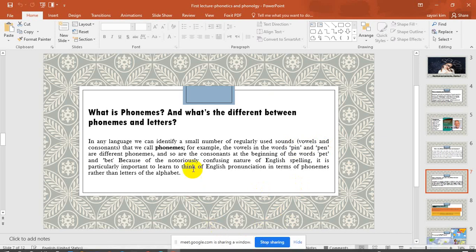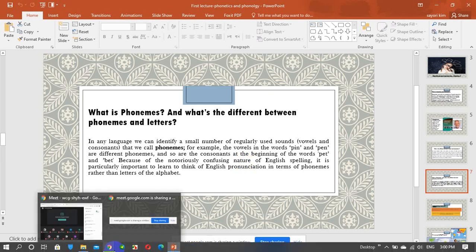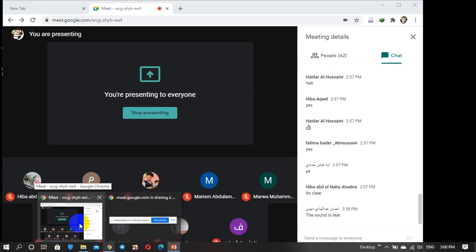Then these are different phonemes. These are both vowels but still different phonemes. And so are the consonants at the beginning of the words pat and bat. Pat means a pet animal, bet means to gamble. The first is a noun and the second is a verb. Okay, bet can also be a noun, like a wager. Yes, so pat and bet. And here, park and bark. This makes a big difference.